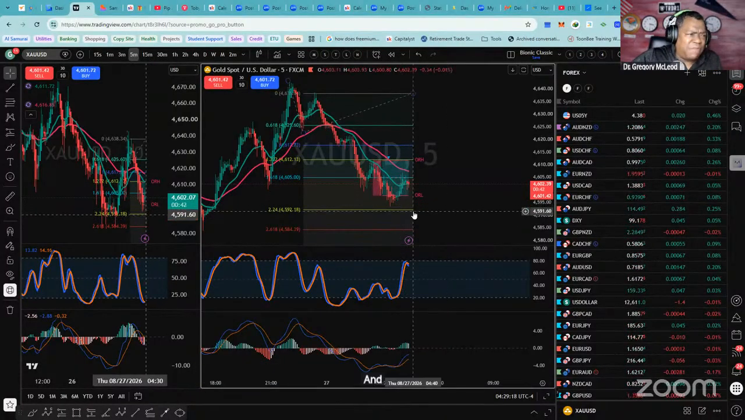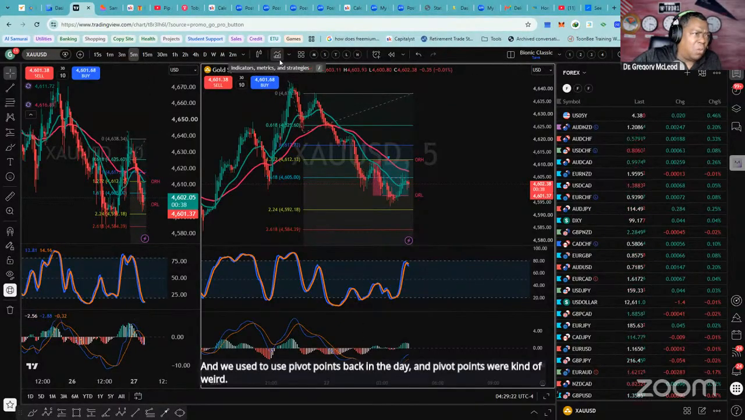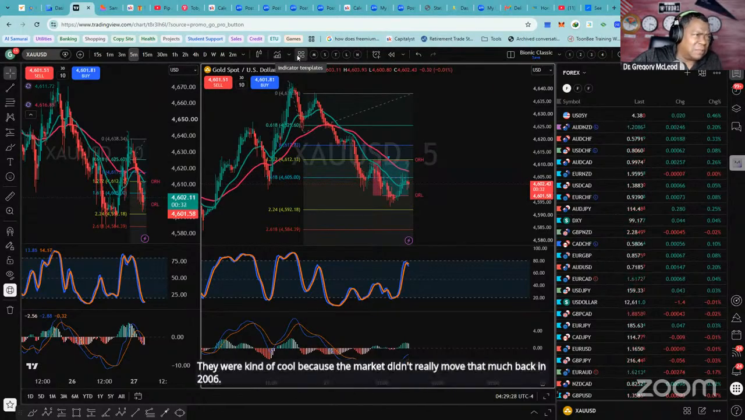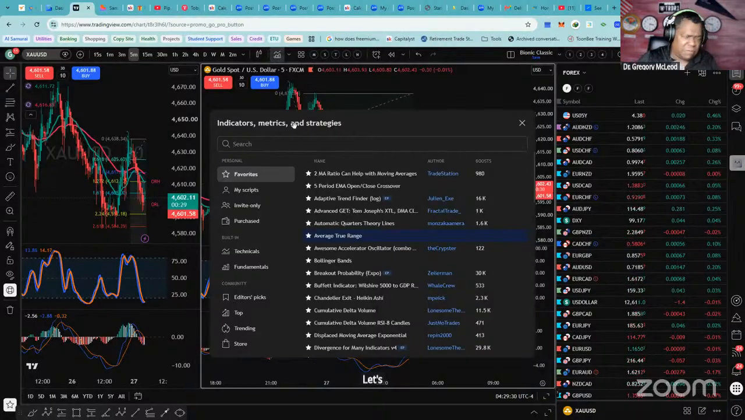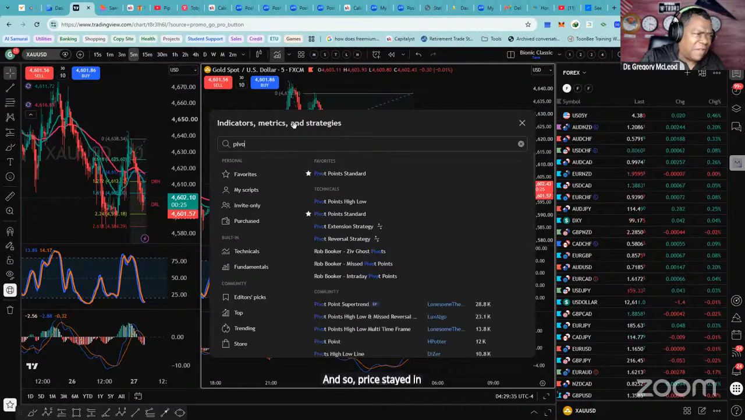And we used to use pivot points back in the day, and pivot points are kind of weird. They were kind of cool because the market didn't really move that much back in 2006. Let's see, pivot. And so price stayed in about a 75 pip range.